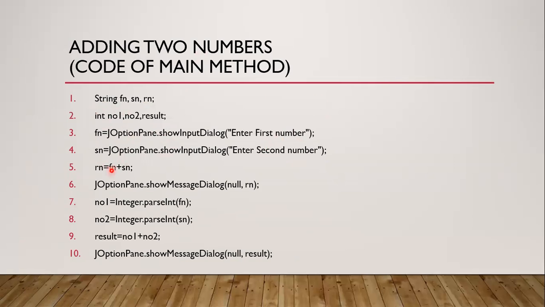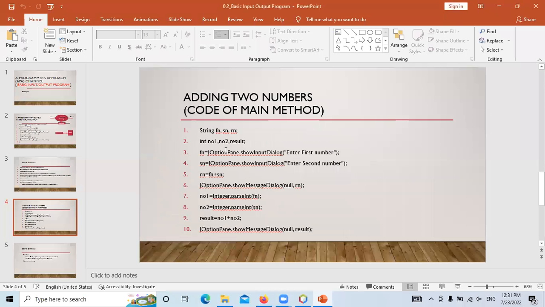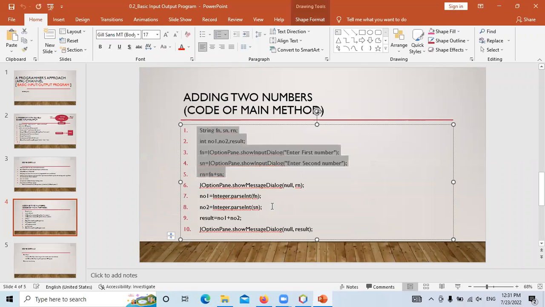A program to add two numbers. At the end, we say Rn = Fn + Sn, and JOptionPane.showMessageDialog(null, Rn) will display the Rn. Then we convert the Fn and Sn to integers, add the two numbers, and then display. Now, the output of this program: let's copy this program, run it, and see what the output is, and then I will explain the reasons for this.